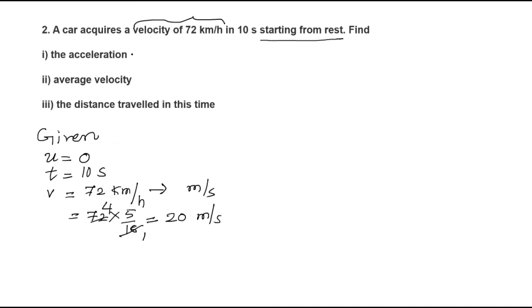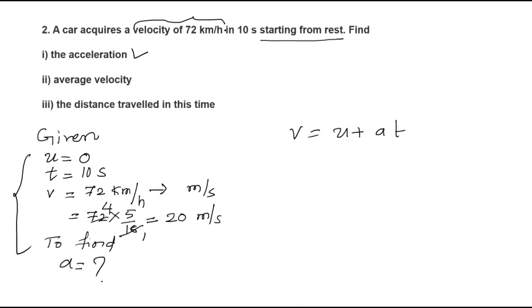Find the acceleration. The first question is find the acceleration. So a is equal to question mark. Now it's a very simple one. V is equal to u plus at should be the formula, because there is no mention of a distance here, because distance is not given. And if v is equal to u plus at, then u plus at is equal to v, right?